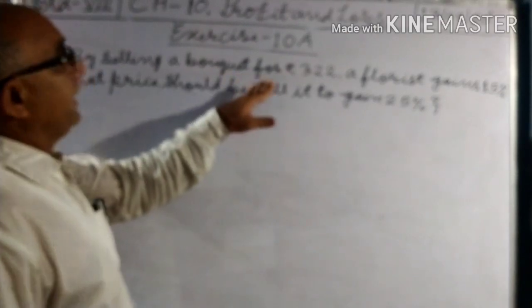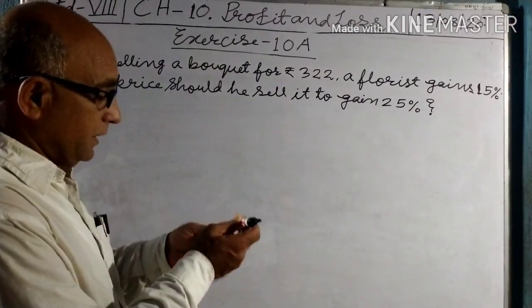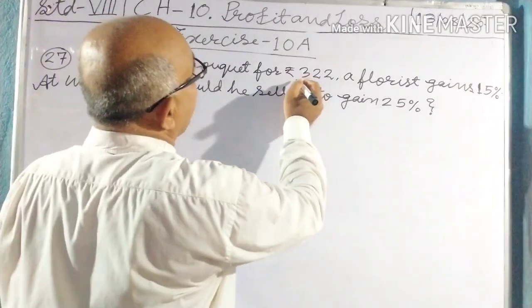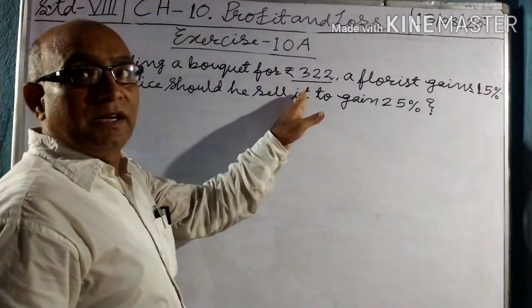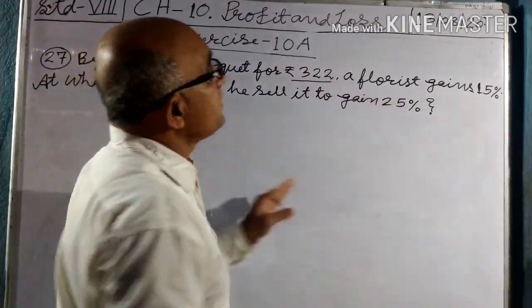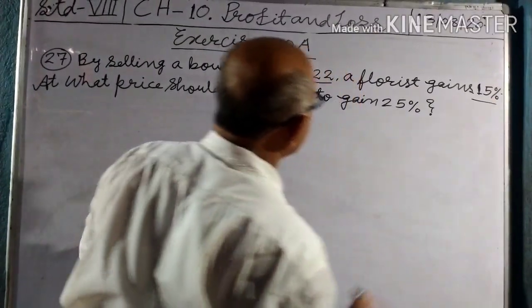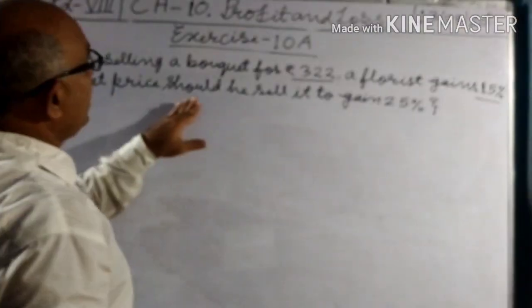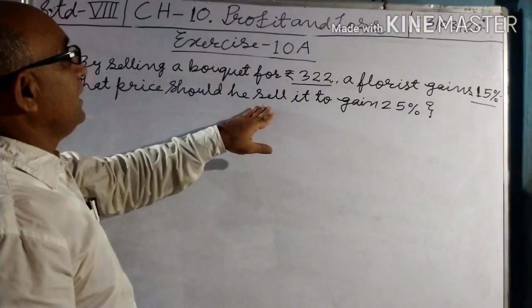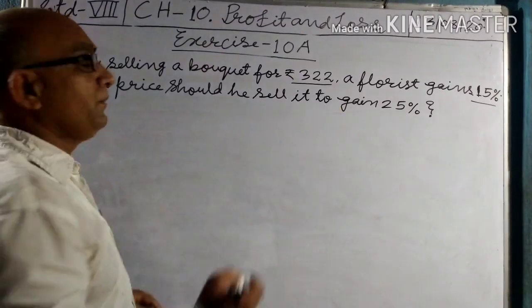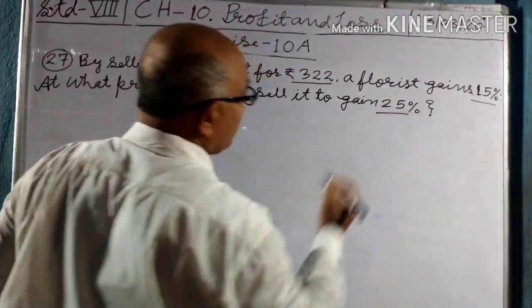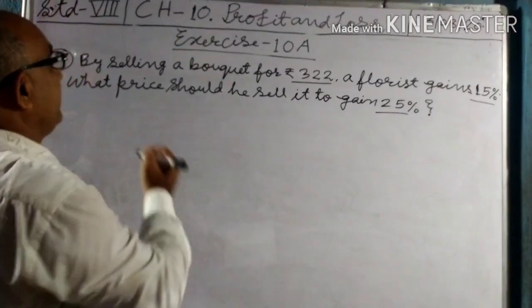By selling a bucket for rupees 322, a florist gained 15%. At what price should he sell it to gain 25%? First of all, find the CP of the bucket.